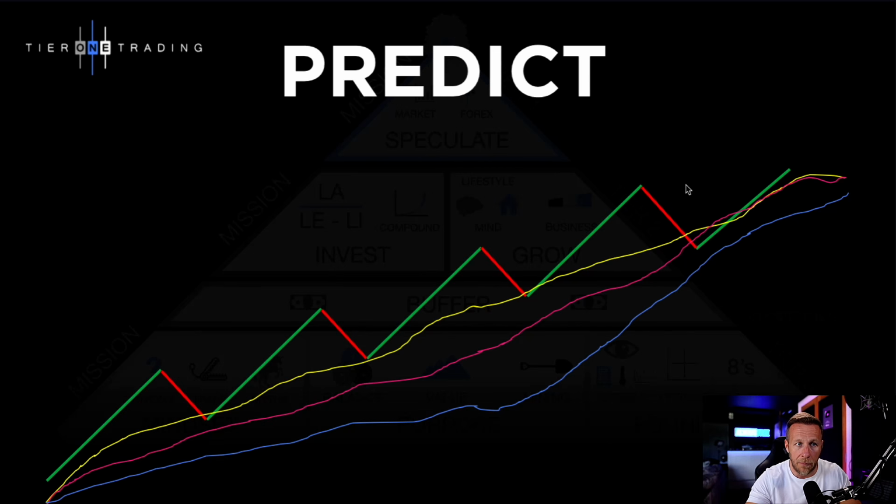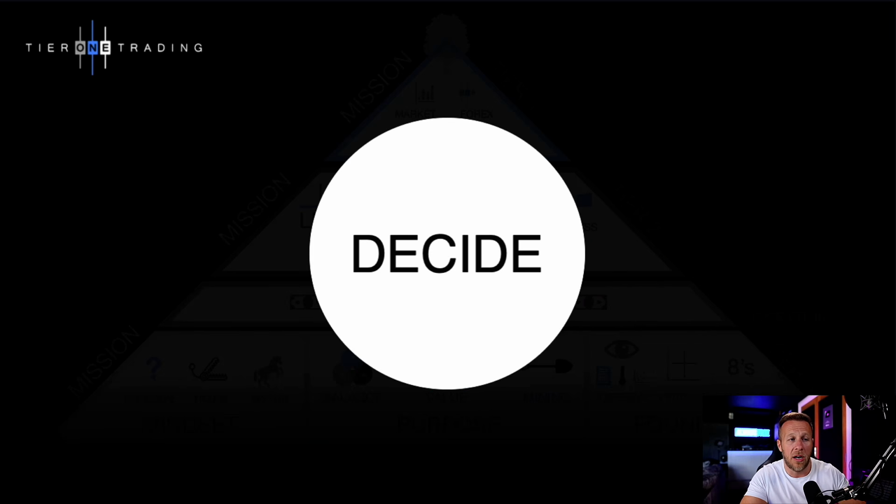We don't want to look at a pullback at all or look at a setup at all when the exponential moving averages are crossing like this, because that means that there could be a reversal very soon or a lot of consolidation, meaning you'll be in the trade for longer than you need to be. All right, so identify, predict. The next part is decide.